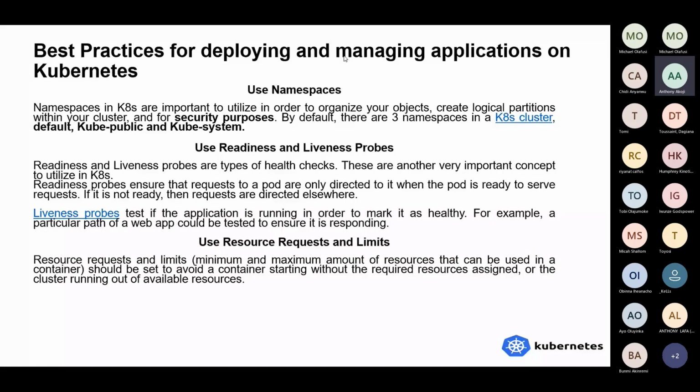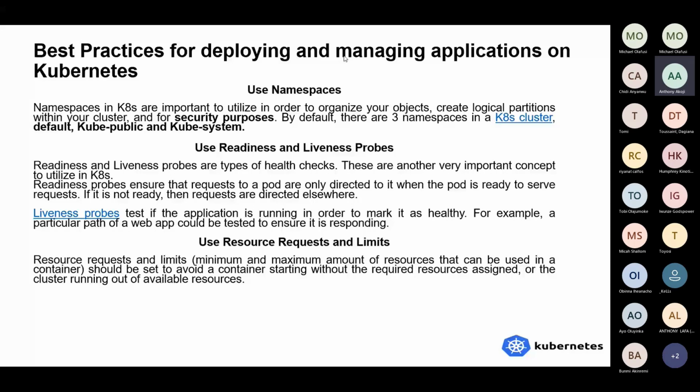Then the liveness probe tests the application to check if it is running, working, or healthy. So for example, a particular part of your web application could be tested to ensure that it is responding. So if you have maybe yourbizedge.com/pricing, for instance, as an endpoint, you want to make sure that that particular endpoint is working, or it is responding to requests. You use your liveness probe to test that from the back end.